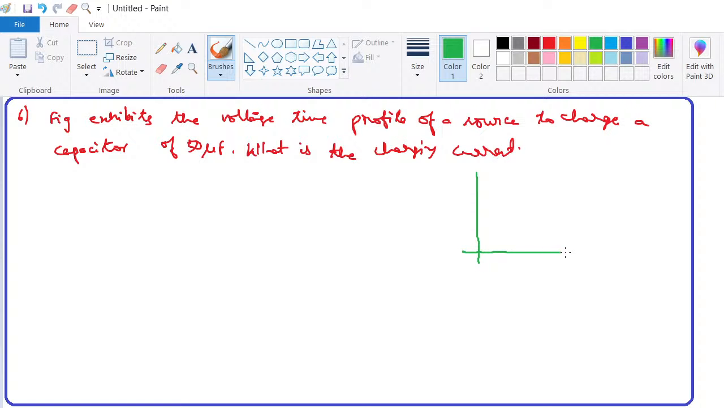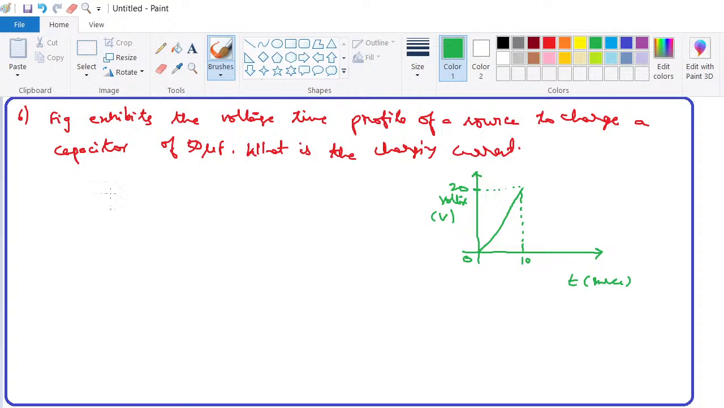So this is the profile he has given to us. This is voltage and this is time in millisecond. And this is voltage in volt. This value is 20. It is increasing. This is 10. So this is a straight line. So don't feel that this is the exponential curve. This is the simple straight line. So now how to find this?